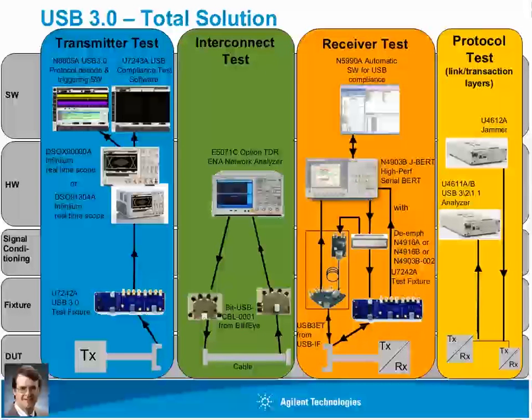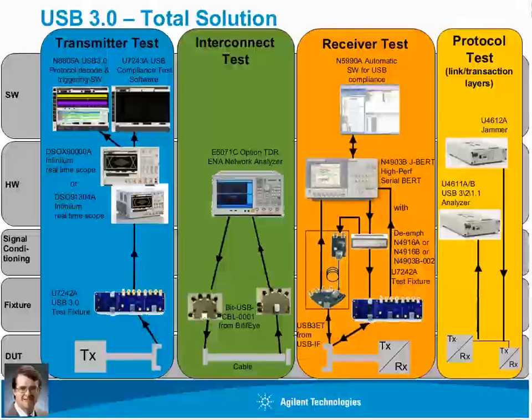And for receiver test, it's based on our high-performance serial bit error rate tester and our de-emphasis box to generate the required full bit de-emphasis. And you need the USB 3 ET test fixtures provided by the USB-IF to provide the compliance channel test stress conditions for receiver testing. And then you loop that back to the error detector and the J-BERT to do the bit error rate testing.